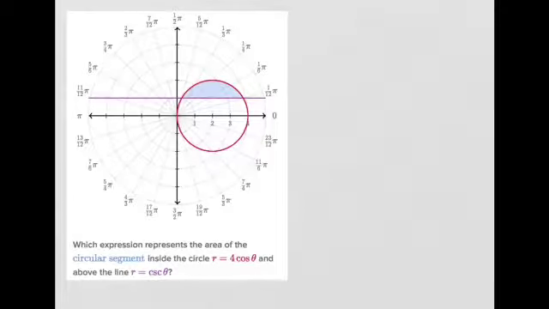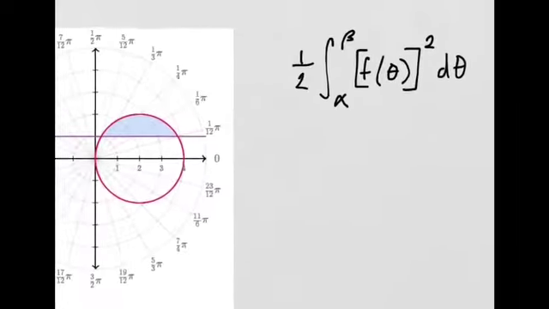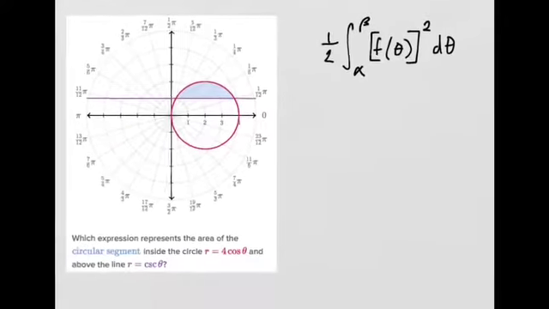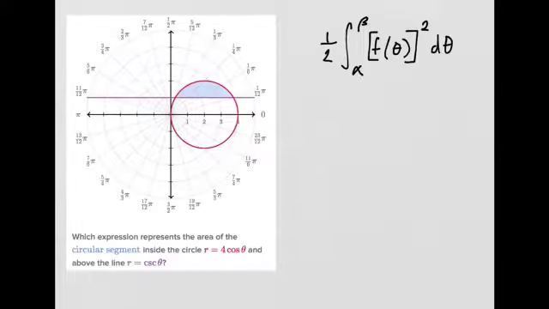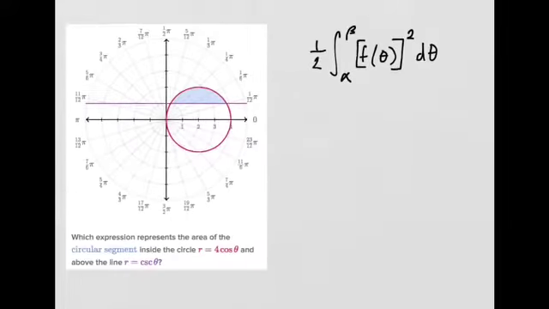Alright, in this video we're going to look at the area between two polar curves. And first let's just start by remembering what the formula is. Actually, let's just try and think about what's happening here. We're trying to find the area of the shaded region. Let's read the question first.